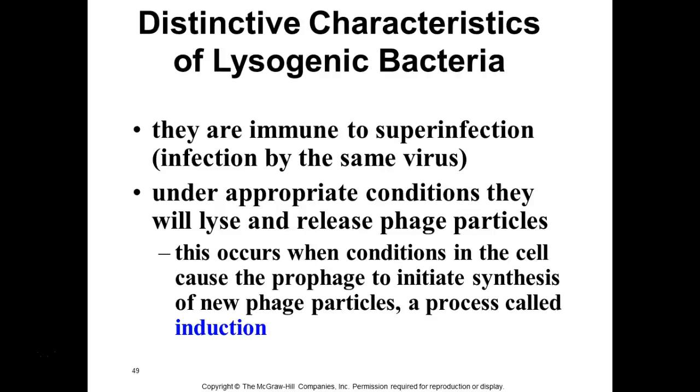And then, as I said, under certain conditions, like in that diagram, UV light, which can damage DNA, would cause repair mechanisms, which would stimulate the cell to change, and that prophage pops off and goes into the lytic cycle.